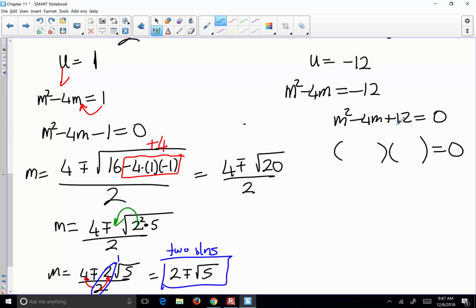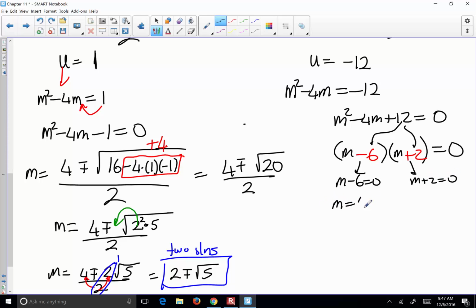But here, when you split 12 into 2 numbers and FOIL this, it can make minus 4. What 2 numbers make that? Yeah, negative 6 and positive 2. There you go. You found 2 solutions. Set them into 0 now. You're setting each into 0.